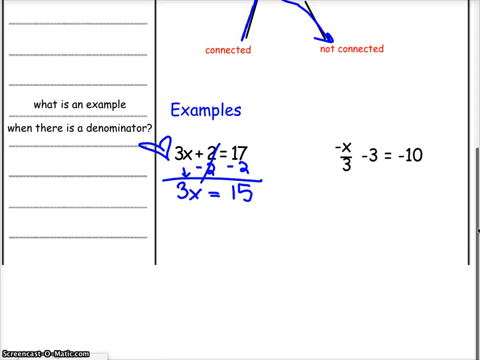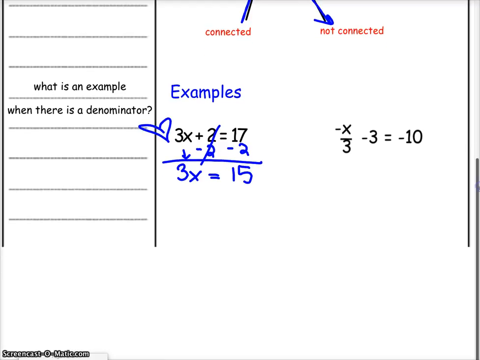Now I can get rid of the 3. How do you get rid of the 3? Divide, because this is 3 times x. To get rid of times, you divide. X is 5.